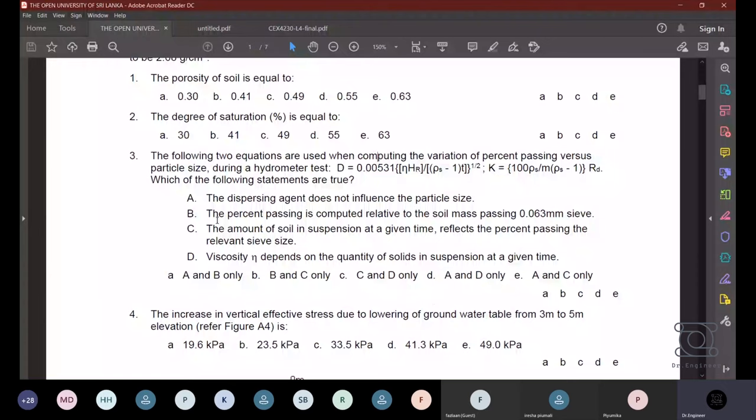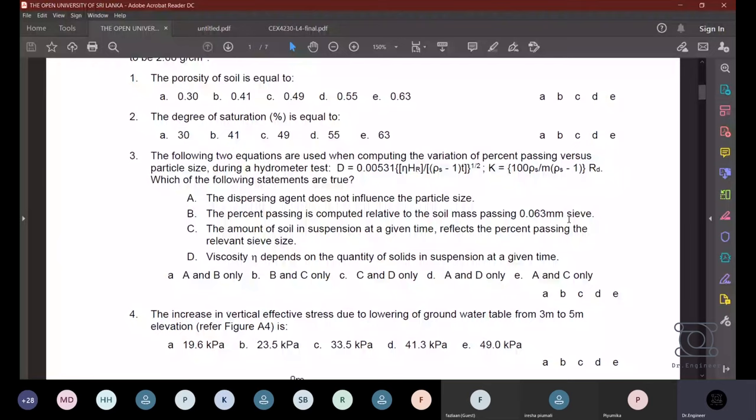The percent passing is computed relative to the mass passing 0.063 millimeter sieve. Yeah, obviously, right? So we take the mass of soil which passes through the 0.063 millimeter sieve, and we do the hydrometer test. So obviously we are calculating relative to that, right? So that is obviously correct. So B is correct. So if B is correct, the only option is option A. So you can directly move on to the third question if you are doing this paper in your exam, right? So no need to consider and read C and D in this case, but we'll just go through it also quickly.